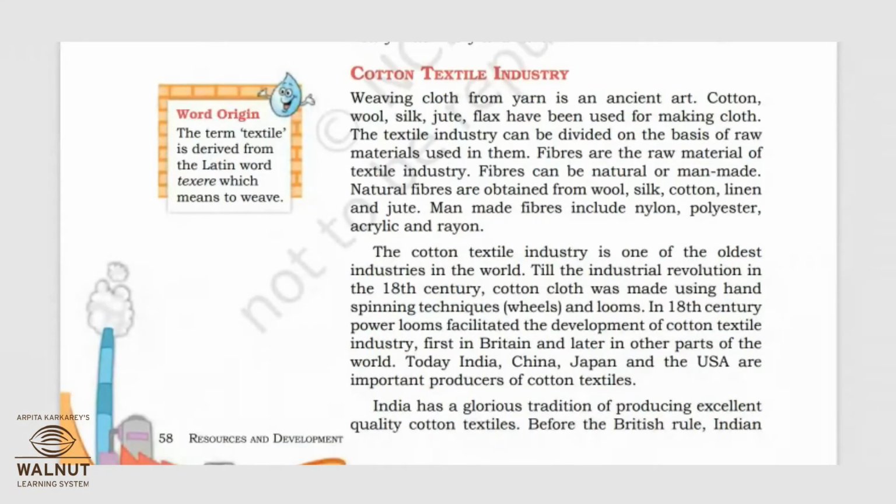The cotton textile industry is one of the oldest industries in the world. Till the Industrial Revolution in the 18th century, cotton cloth was made using hand spinning techniques, wheels, and looms. In the 18th century, power looms facilitated the development of the cotton textile industry, first in Britain and later in other parts of the world. Today, India, China, Japan, and the USA are important producers of cotton textile.